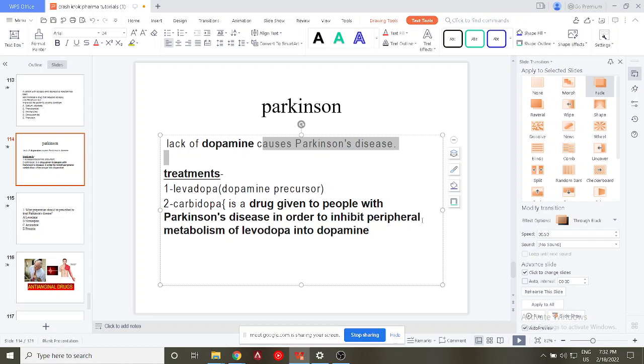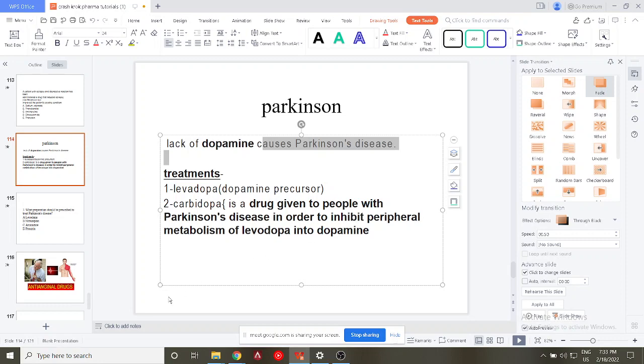So you're going to block the peripheral conversion of levodopa into dopamine in the blood vessels. So we know if we have too much dopamine in the blood vessels, it's going to cause unwanted side effects. So levodopa is a dopamine precursor used to increase dopamine in the brain, while carbidopa inhibits the peripheral conversion of levodopa into dopamine in the body.